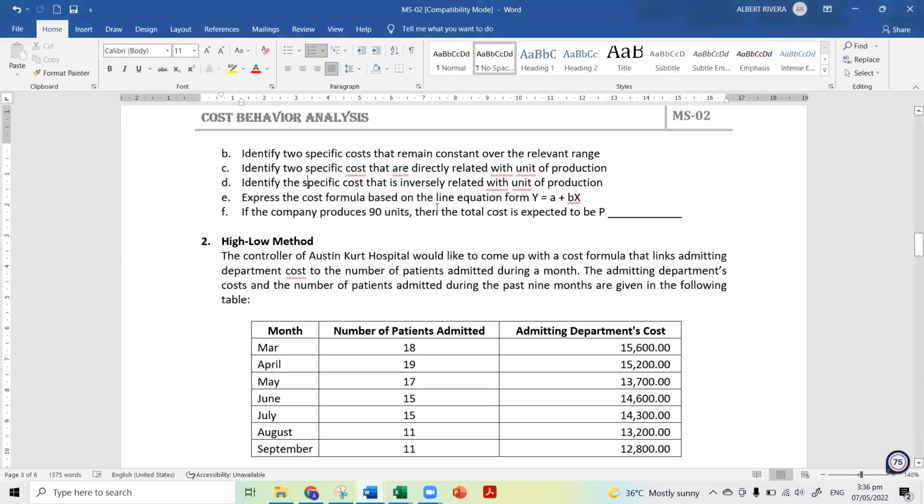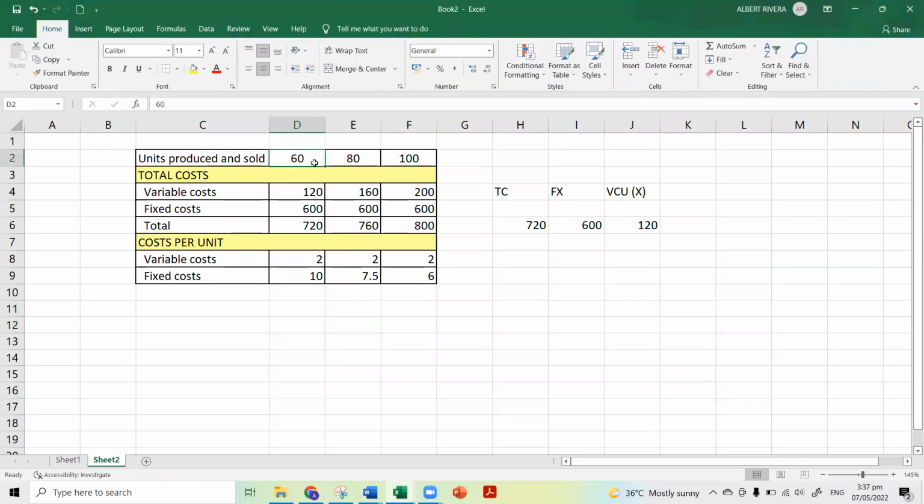Ano ba yung sabi niya? Identify the specific. Hindi naman sinabi niyang two kasi isa lang naman. Express the cost formula of a line function that is y is equal to a plus bx. So, if we will use this activity, this is the line function. Di ba? 60. So, that is 600 plus what is the variable cost per unit? 2 times the activity. 2 times 60. Okay?